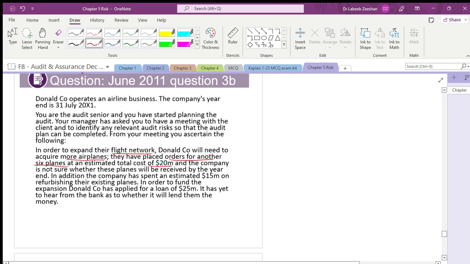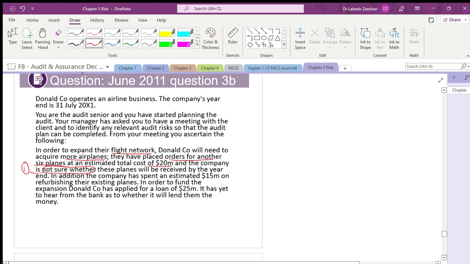And the company is not sure. Here only we got the things. Company is not sure. This is one of the audit risks: whether these planes will be received by the year end. They are not sure that they will.